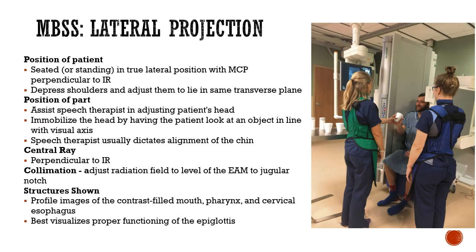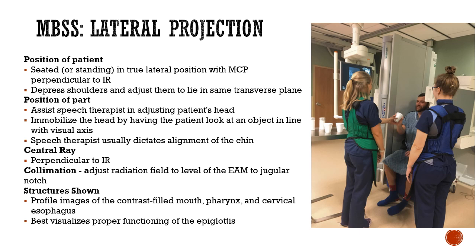For the lateral projection, the patient is seated or standing in a true lateral position with the mid-coronal plane perpendicular to the image receptor. We're going to depress the shoulders and ask them to lie in the same transverse plane. You're going to assist the speech pathologist in adjusting the patient's head and mobilize the head by having the patient look at an object in line with the visual axis. The speech therapist usually dictates alignment of the chin.